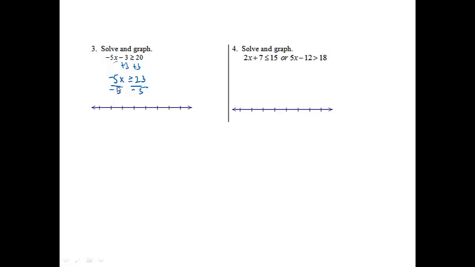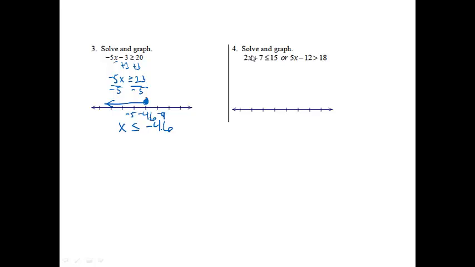And when we do that, I'll get x. Since I divided by a negative, I have to switch the greater than or equal to sign to a less than or equal to sign. And then 23 divided by negative 5 does not work out nicely. It works out to be negative 4.6. So that's all right. We'll still put negative 4.6 in the middle. We could put negative 4 on one side and negative 5 on the other. There's going to be a closed circle, and less than points to the left.